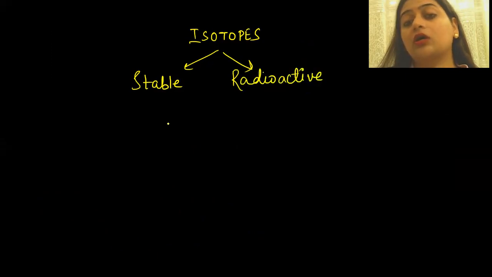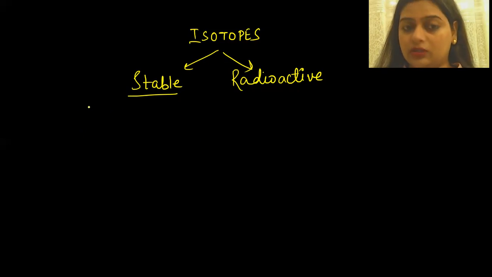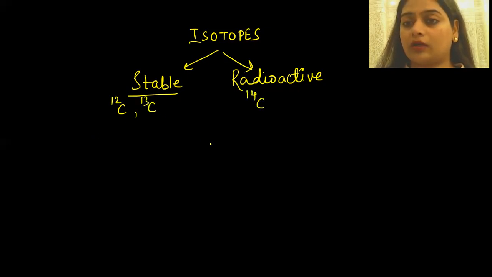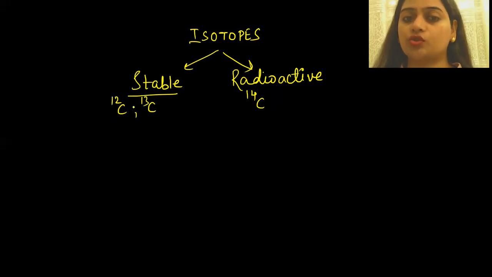Radioactive isotopes. If you talk about stable isotopes, in nature almost every element has its isotopes. Like if I talk about carbon, just now we were talking about carbon. Carbon 12 is stable, carbon 13 is stable, but carbon 14 is radioactive. Although the abundance of carbon 14 is almost negligible, it is very, very less. The one which is mostly abundant in nature is carbon 12.